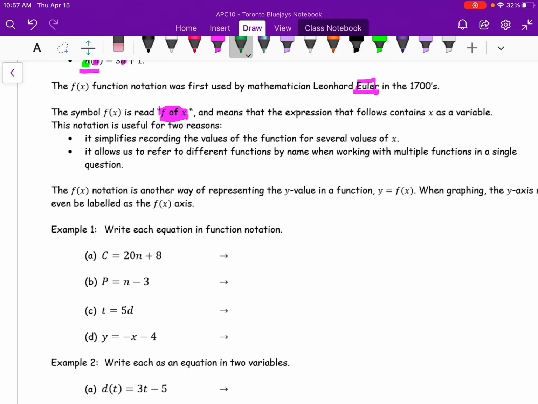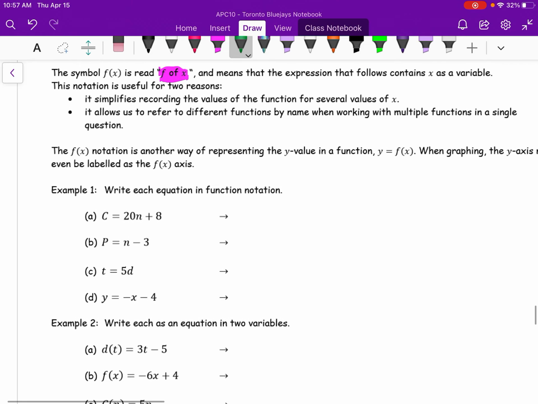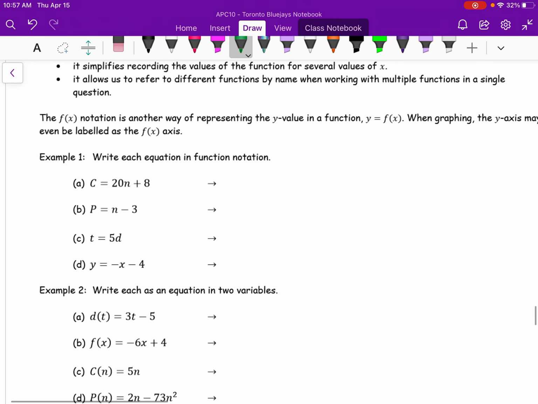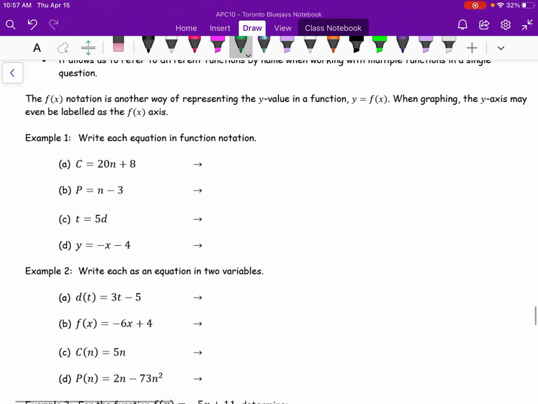We'll see a little bit of that later. We don't always have to deal with x and y's, by the way, right? So the notation is another way of representing the y value of a function. Y is equal to f of x.